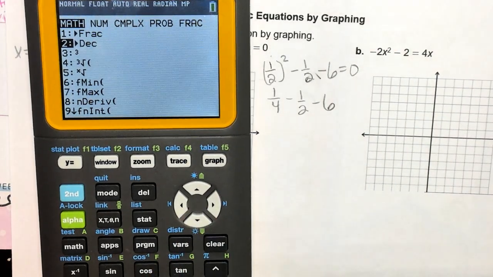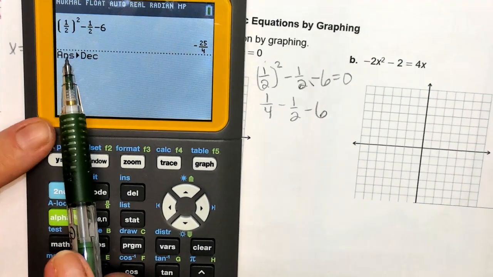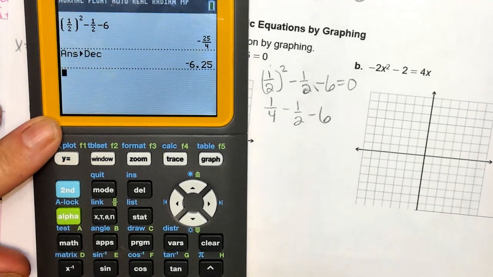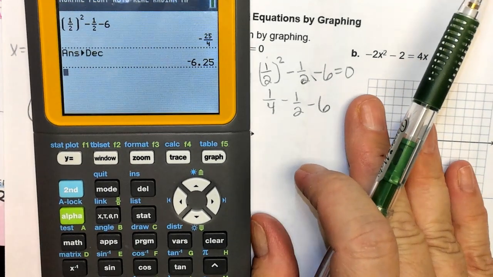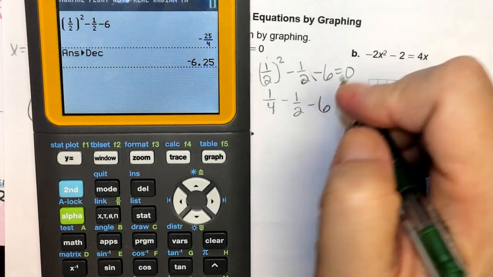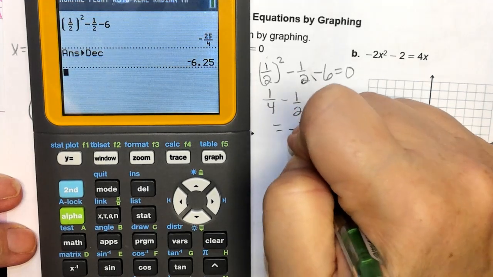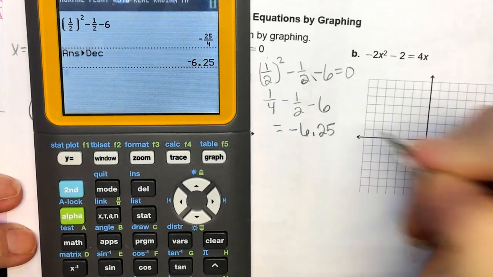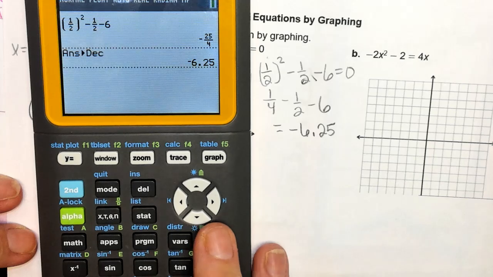So we want to turn our answer into a decimal. So see how it says answer decimal? We hit enter, voila, we now have a decimal. So if you are a decimal person, we can say that this equals -6 1/4, or -6.25. All right, so let's graph that.